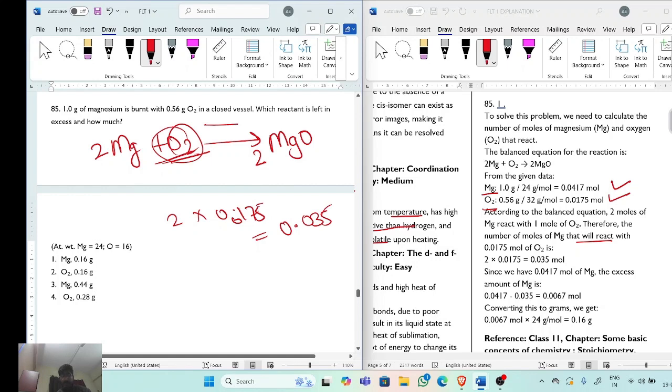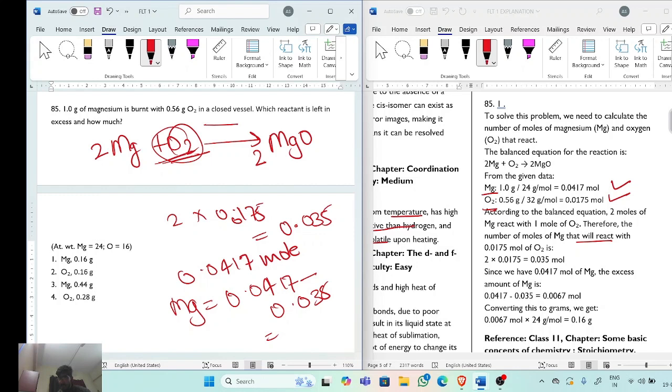Since 0.0417 mole of magnesium is there, we have to calculate the excess amount. So magnesium is in excess. We can calculate how much by the number of moles present: 0.0417 minus 0.035. So the excess amount of magnesium is 0.0067 mole.